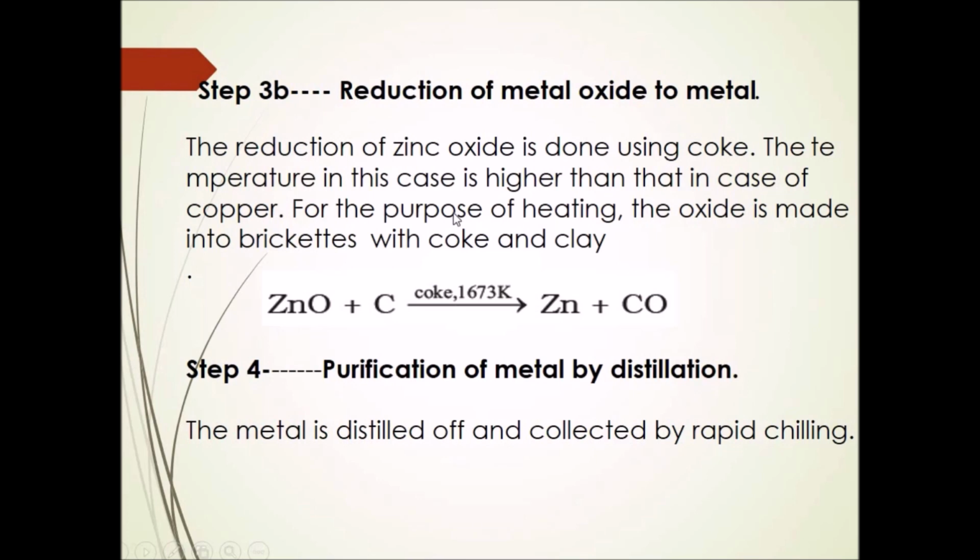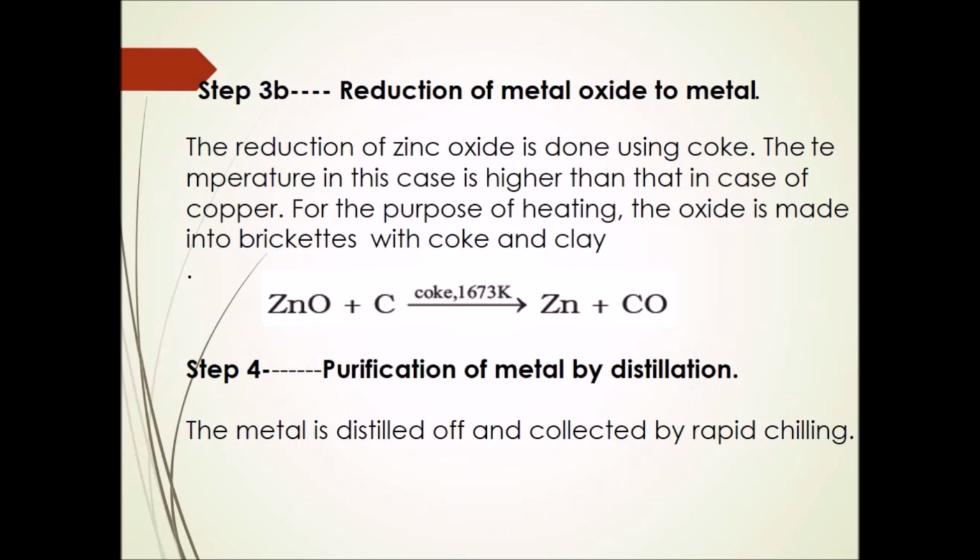Here it is very simple. We know that zinc being a moderately reactive metal, we are going to apply the method which is used for reducing moderately reactive metal oxides, that is by using a suitable reducing agent. This we have studied in the third video. Now, reduction of the zinc oxide is done by using coke. Coke acts as a better reducing agent to reduce zinc oxide to zinc.